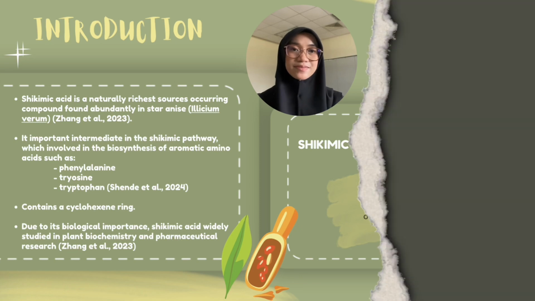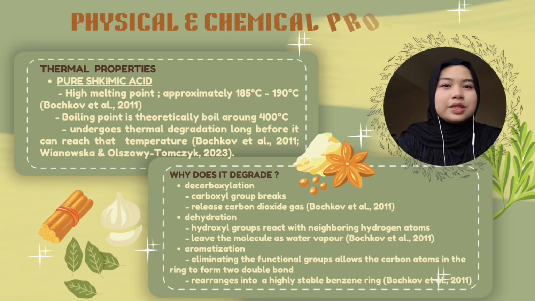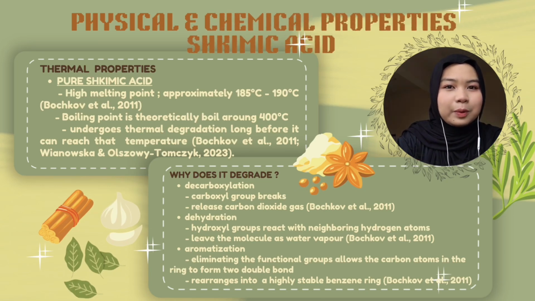Because of its important biological functions, shikimic acid has become a significant subject of biochemistry and pharmaceutical sciences. Okay, next we go with the chemical structure of shikimic acid. It contains a cyclohexene ring with three functional groups, which are a carboxylic acid group, an alkene group, and 3-hydroxyl groups. Now, we're talking about physical and chemical properties.